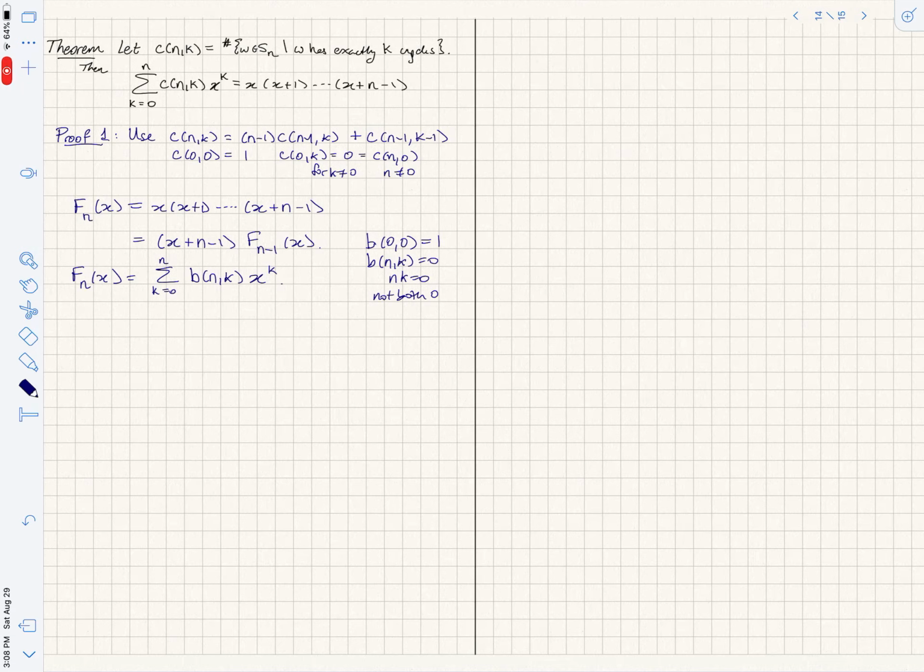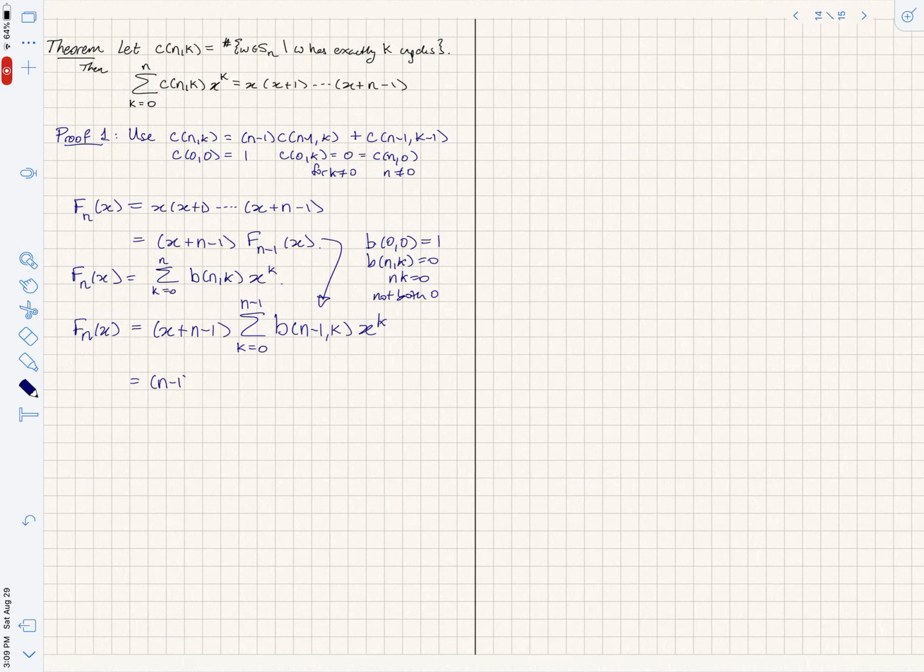So I will write down, well, I guess I can just go from here. So using the recurrence relation, f_n(x) is equal to (x plus n minus 1) times f_{n-1}(x), which is going to be the sum from k equals 0 to n minus 1 of b(n-1,k) x to the k. So that's just using that top recurrence relationship. I've just plugged this guy in here. And now what I'm going to do is split this up into two terms, one with the n minus 1 and one with the x.